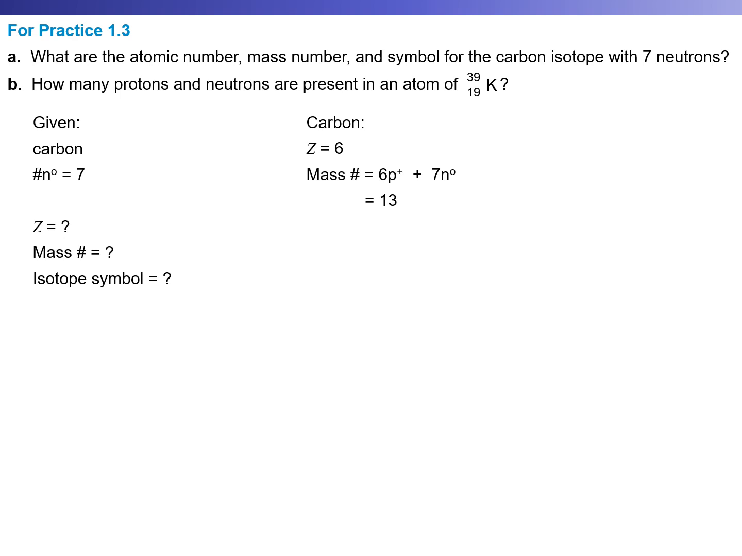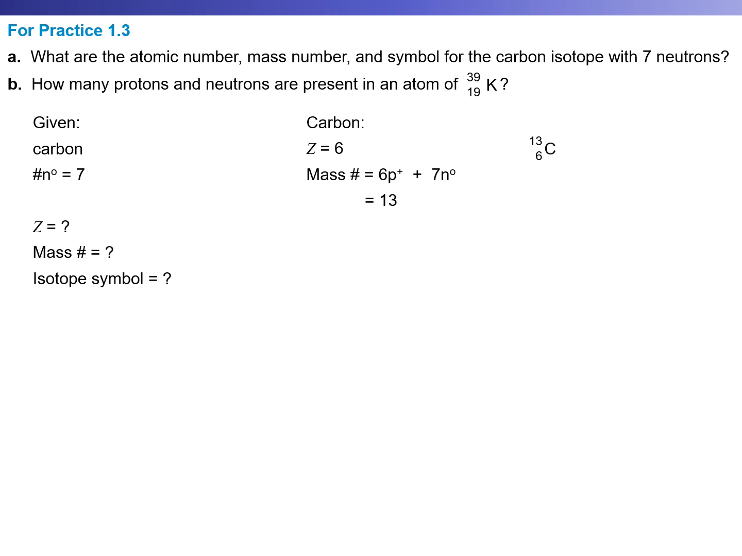Now the last thing that we're being asked to come up with is the isotope symbol for carbon that has a mass number of 13. So the way that we do that is we take the chemical symbol for carbon, which is the capital letter C, and in the superscript on the left, we're going to write the mass number. So we're going to put 13 right there. And in the subscript on the left, we're going to put the atomic number, the number of protons, right there. And with that, we have completed A for this problem.